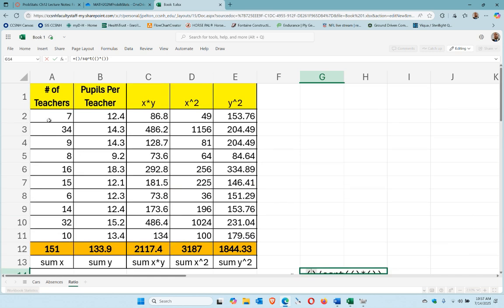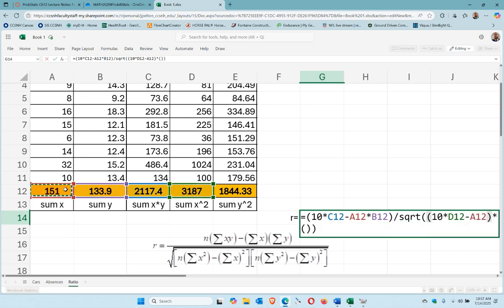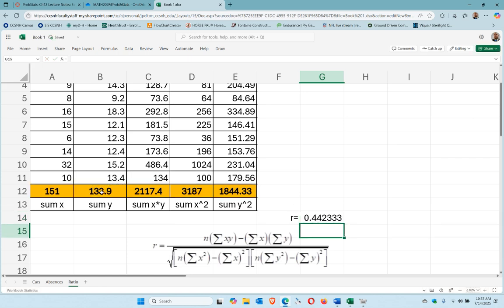Okay, so this one has 1, 2, 3, 4, 5, 6, 7, 8, 9, 10. So 10 times xy minus x times y, and then the denominator part, 10 times x squared minus x to the second, and then 10 times y squared minus y to the second.